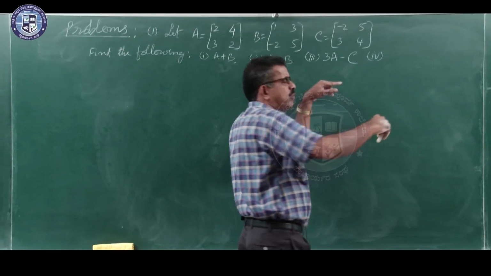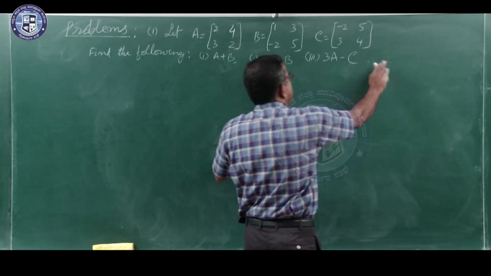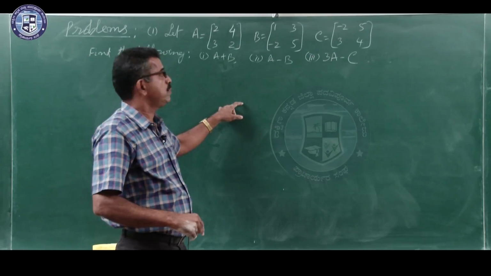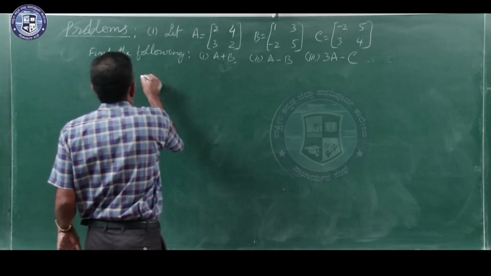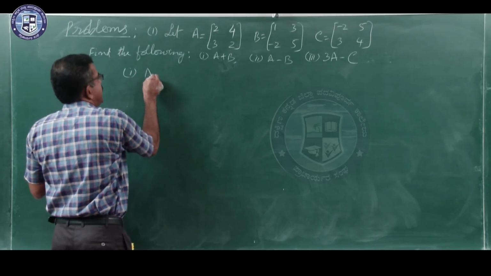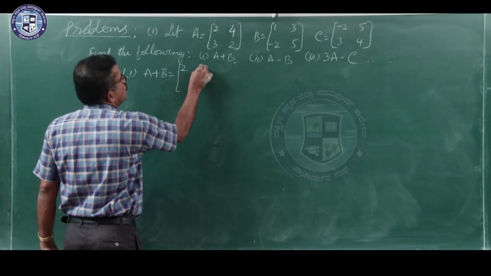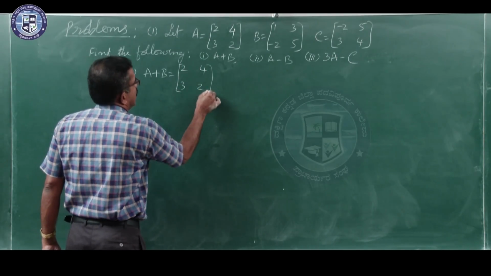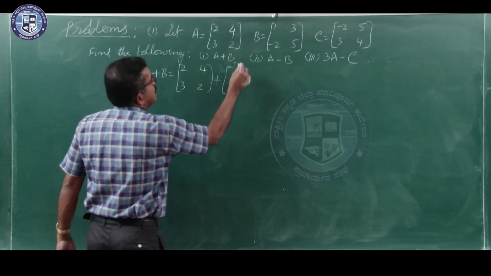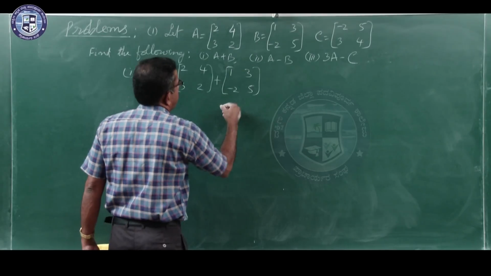So, I will avoid this one because we have not discussed matrix multiplication, so that problem should be discussed later. Let me take only 3 cases. First one, what is A plus B? Let me write matrix A: 2, 4, 3, 2, added with B. B is nothing but 1, 3, minus 2, 5.